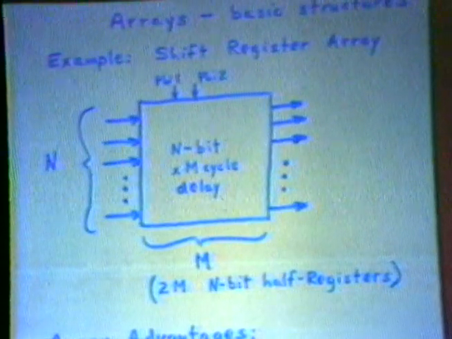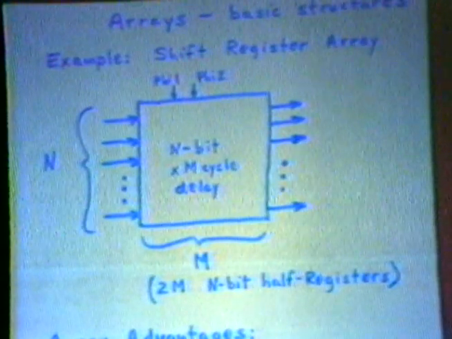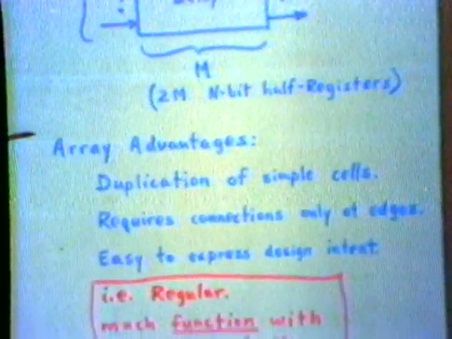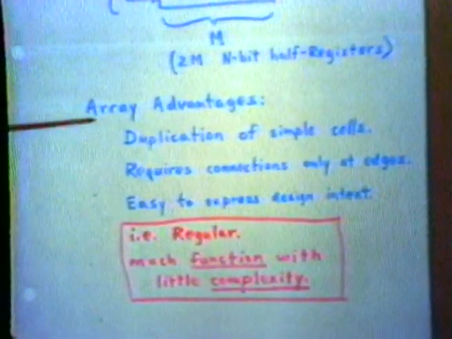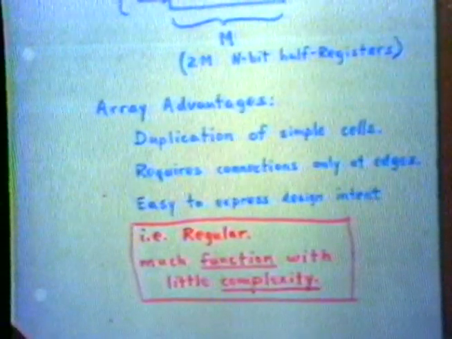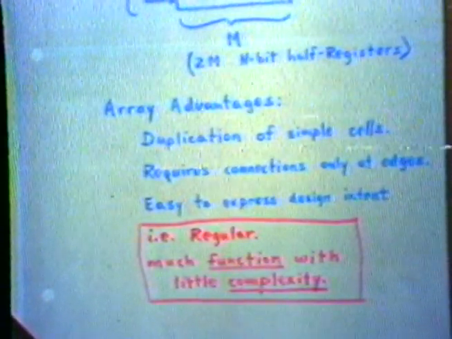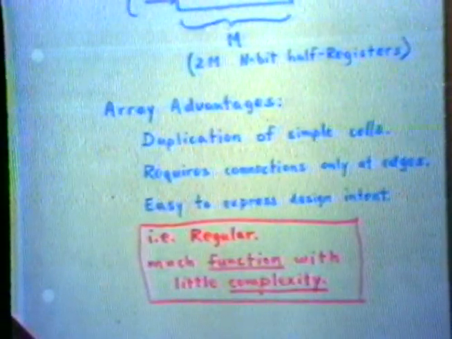That is, they're n bits in the vertical direction. There's 2m of these half registers. Alternate ones are clocked on phase 1, the others on phase 2. We just use this as an example, and I'll get more into it in a moment, to talk about some of the advantages of the concept of an array. First of all, it's built out of a duplication of simple cells. You can see in the case of what I call a rectangular array, there's a basic cell, which in the case of a half register consists of an inverter with a switch on its input. That's all it is, a very simple cell. And of course, it includes enough wires to interconnect with the other cells for routing of power and ground and clocks and so on.